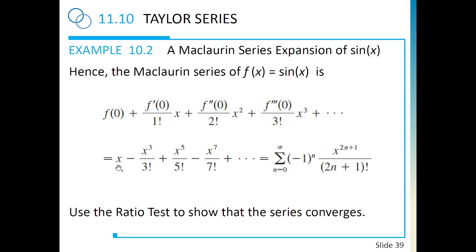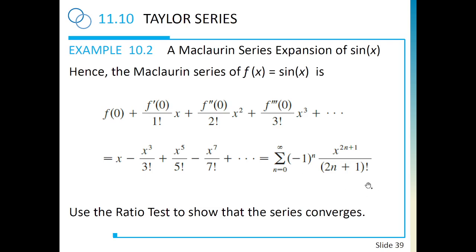So here I have power 1, 3, 5, 7. So power 2n plus 1. And downstairs is also 3, 5, 7 factorial. And then I have the changing sign. So the first sign is positive, so (-1) to power 0, this will be 1. Then (-1) to power 1, it will be negative, so that's fine. So the sign is correct, the general form is there.